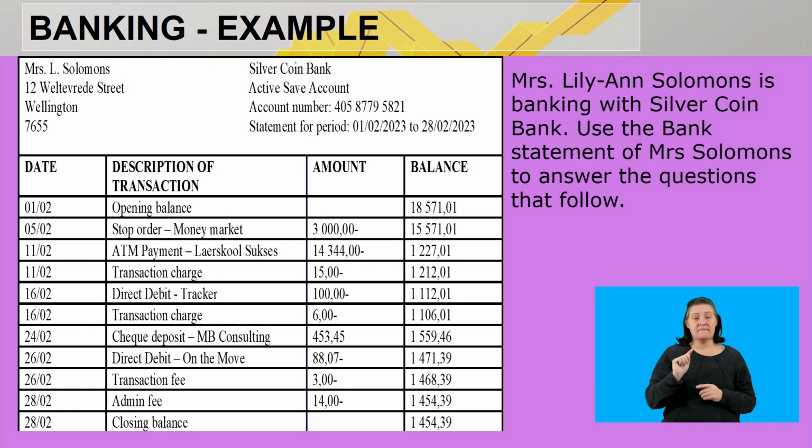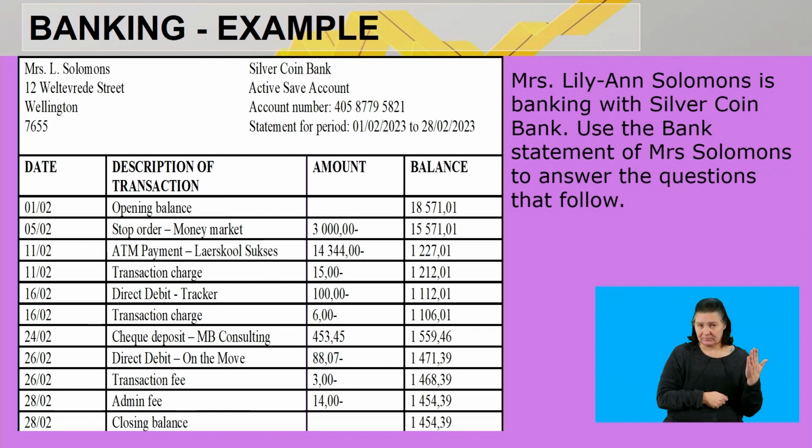Okay? So first up, I have an example here that says, Mrs. Lily Ann Solomons is banking with Silver Coin Bank. Use the bank statement of Mrs. Solomons to answer the questions that follow. Right? Now, it's always a good idea to get familiar with what is in front of you, what is presented.